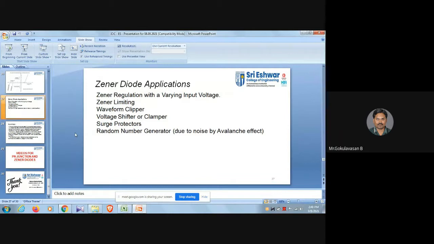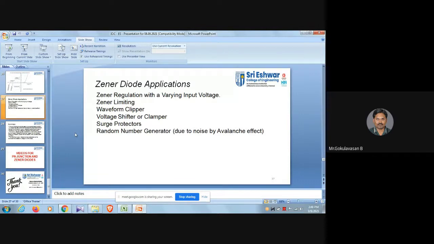Waveform clipping means, you might have studied clipper and clamper circuits, right? For an input sine wave, if I want to clip the negative half of the input, then I can use Zener diodes there. I can clip the unwanted portions of the waveform neatly by using a Zener diode. An ordinary diode can also be used, but Zener diodes can also be employed.